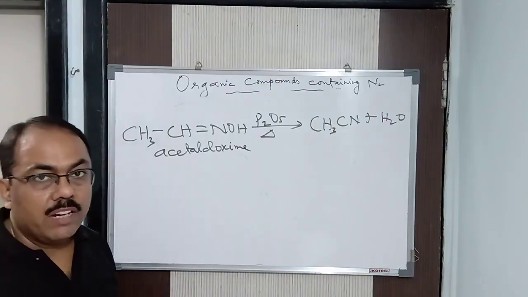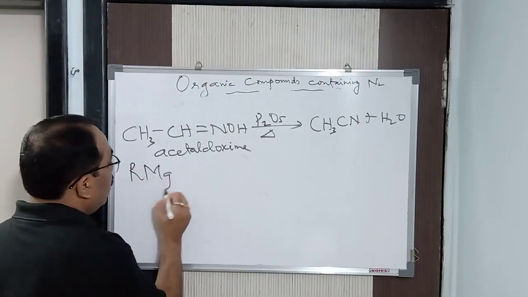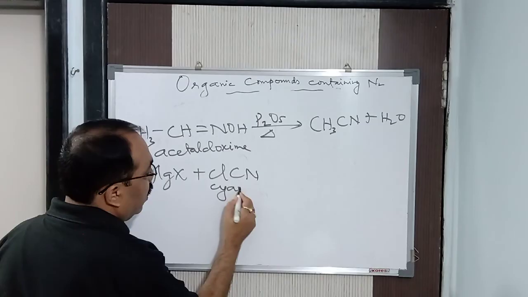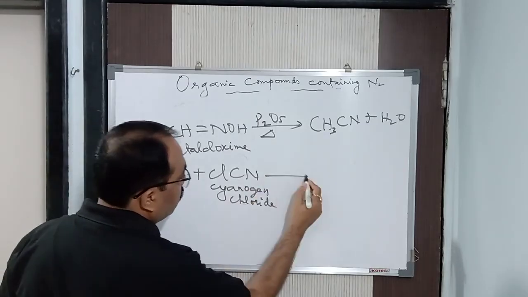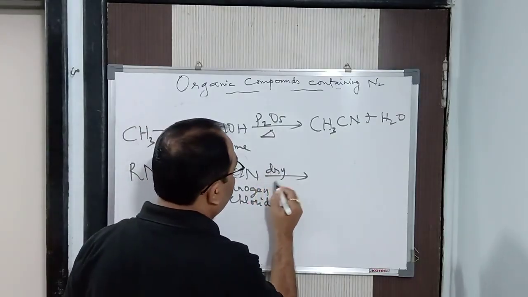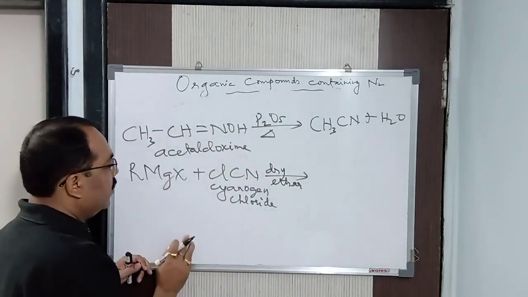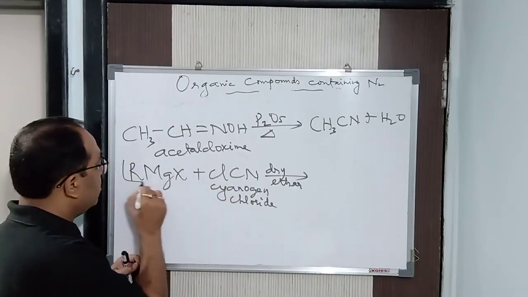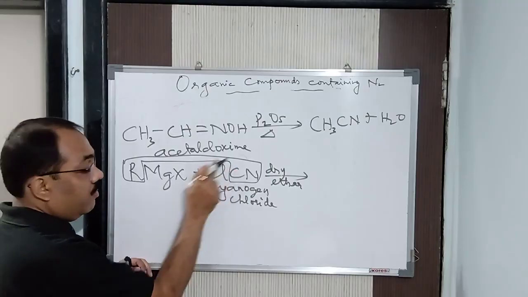Now we can also prepare it from Grignard reagent. How? Like RMgX plus ClCN. ClCN is what? Cyanogen chloride. In the presence of dry ether, which acts as an inert solvent, I am going to get RCN. Same thing, C is negative here, so RCN.